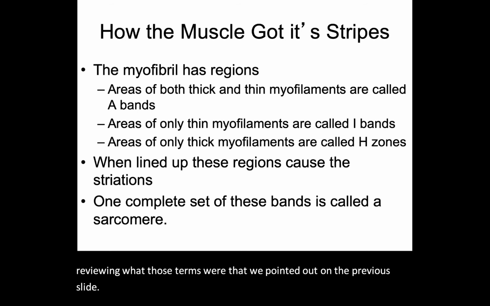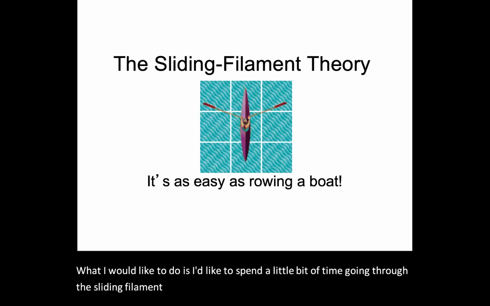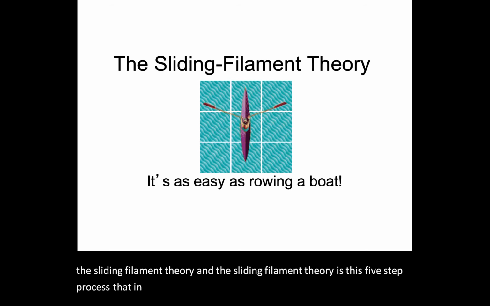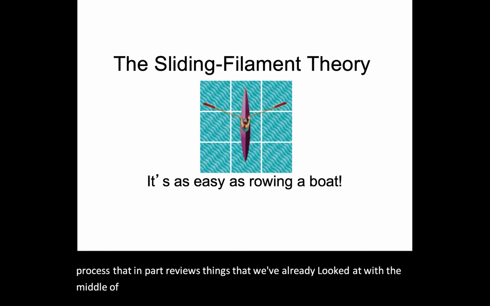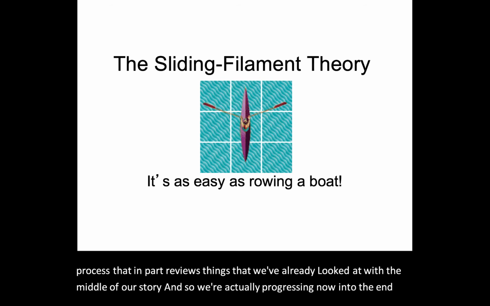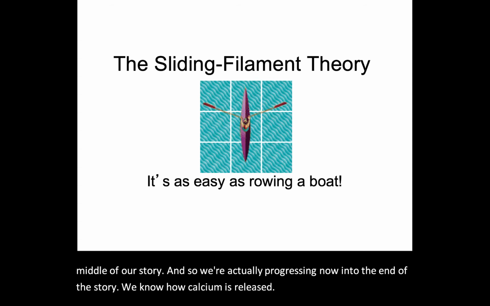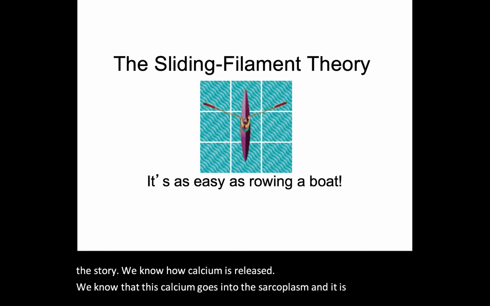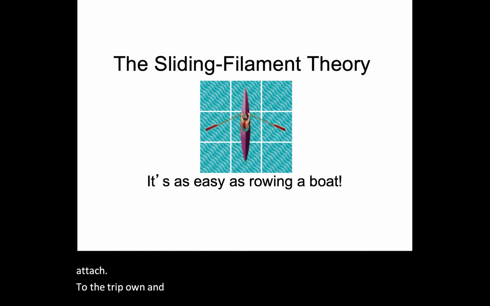Now, what I would like to do is spend a little bit of time going through the sliding filament theory. The sliding filament theory is a 5-step process that in part reviews things that we've already looked at with the middle of our story. And so we're actually progressing now into the end of the story. We know how calcium is released. We know that this calcium goes into the sarcoplasm and it is allowed to attach to the troponin, and that kind of sets off this whole spree of events.